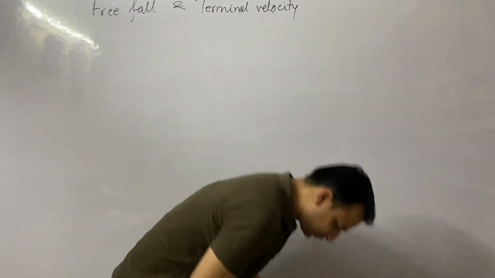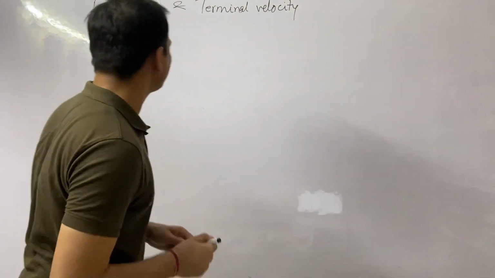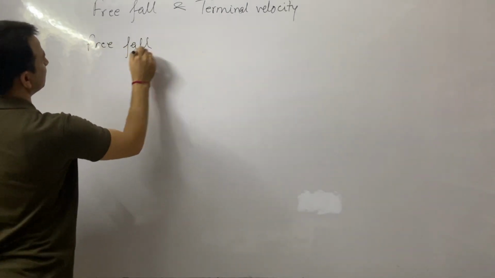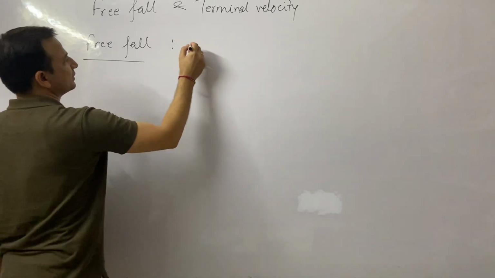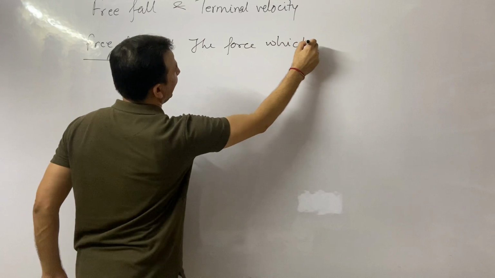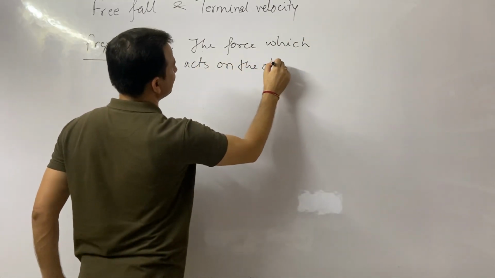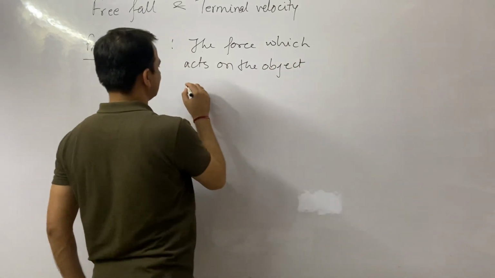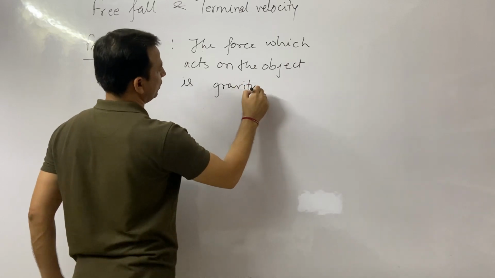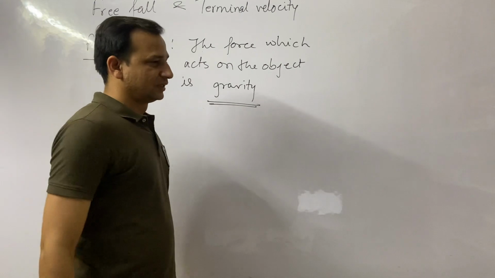So let me take this marker and I will write here. So in case of free fall, the force which acts on the object is gravity or gravitational pull, right?